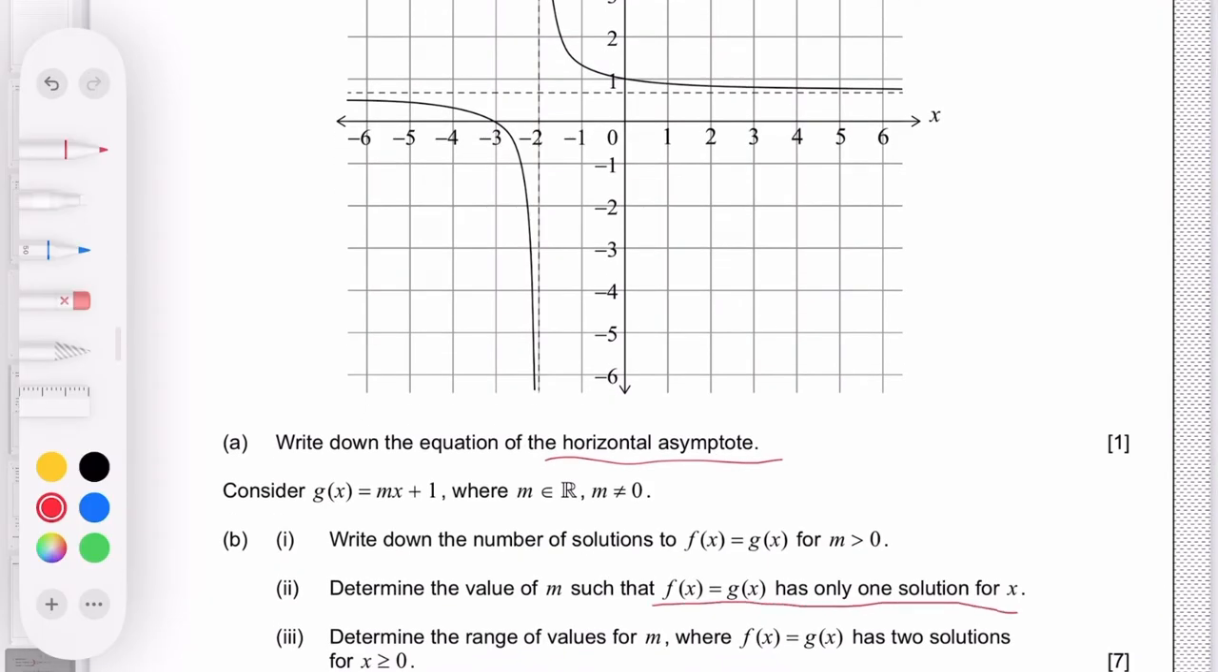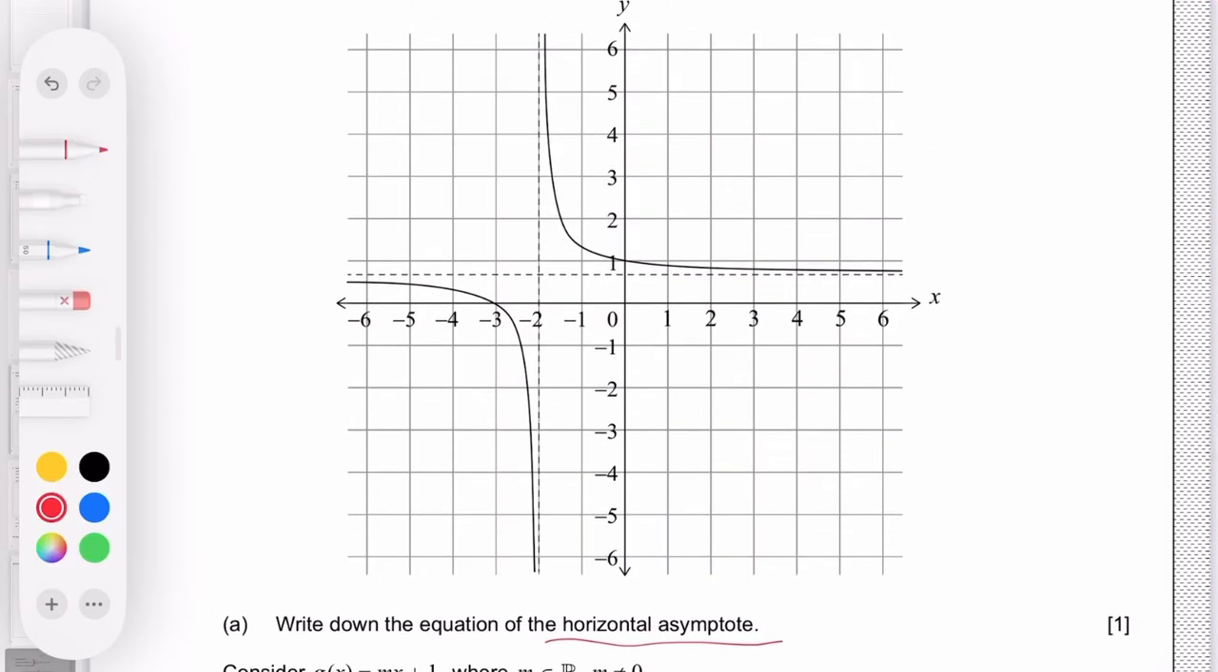So that there's only one solution. I think you're supposed to kind of use the graph. So g(x) is mx plus 1, so it means the c value of the line is 1. So the y-intercept is 1. But the gradient can change.